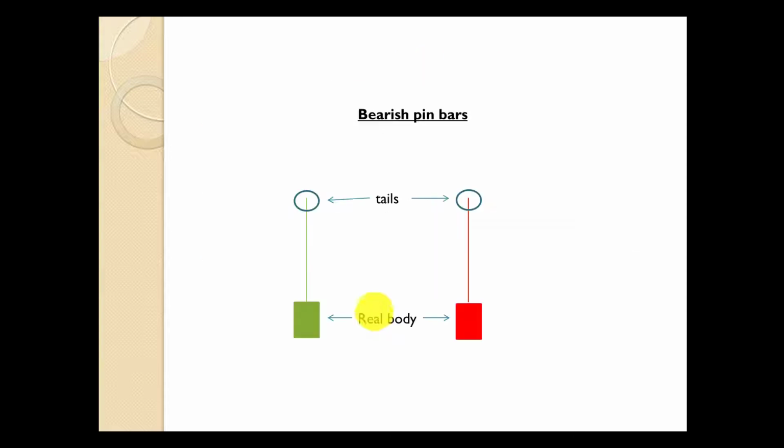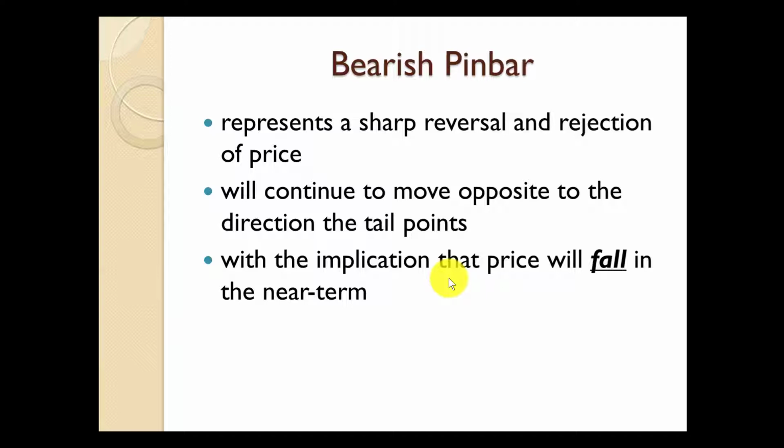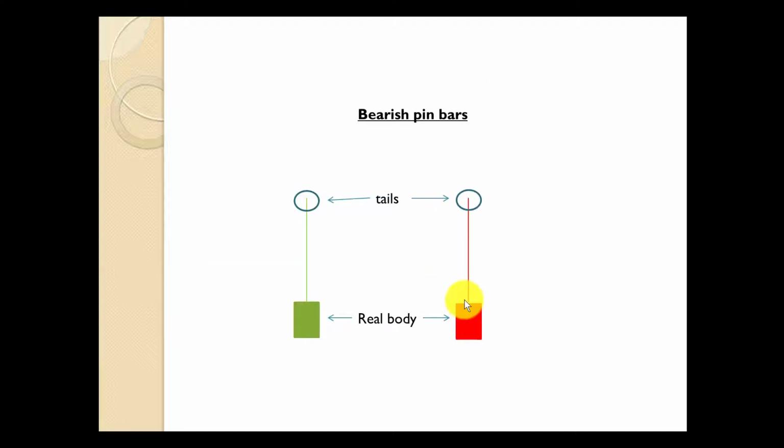So how does a bearish pin bar look like? This is how a bearish pin bar looks like. These are the real bodies. The color may vary depending on whether it opened or closed lower or higher. But the peculiar thing about the bearish pin bar is the long tail to the upside. The long upper tail is what is most important in bearish pin bars.